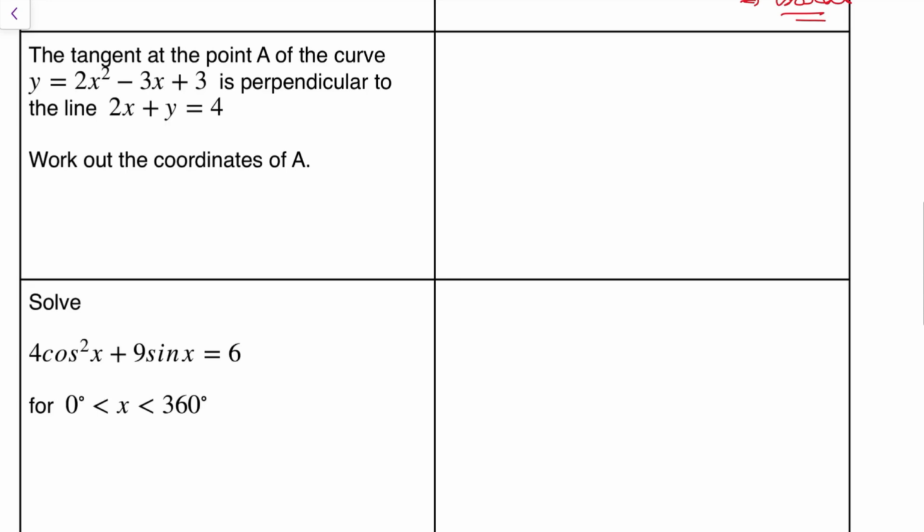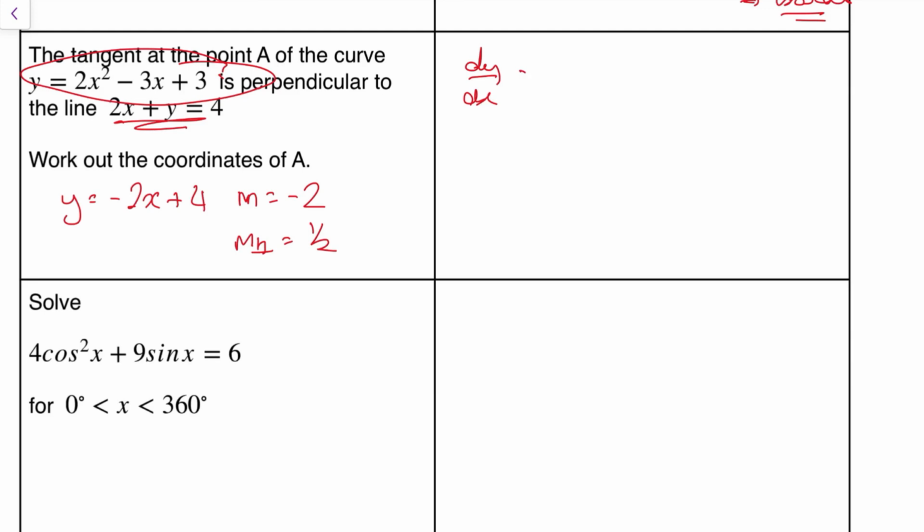Next question. The tangent at the point A of the curve is perpendicular to the line. Work out the coordinates of A. Right, so let's start with a line. So I'm going to rearrange this as y equals minus 2x plus 4, which means that m equals minus 2. So therefore the perpendicular gradient is equal to a half. Then I want dy dx. So dy dx of this here. So dy dx is equal to 4x minus 3, and I want this to equal a half. So add 3 to both sides, which means that 4x equals, well, 3.5 is the same as 7 over 2, which means that x is equal to 7 over 8.